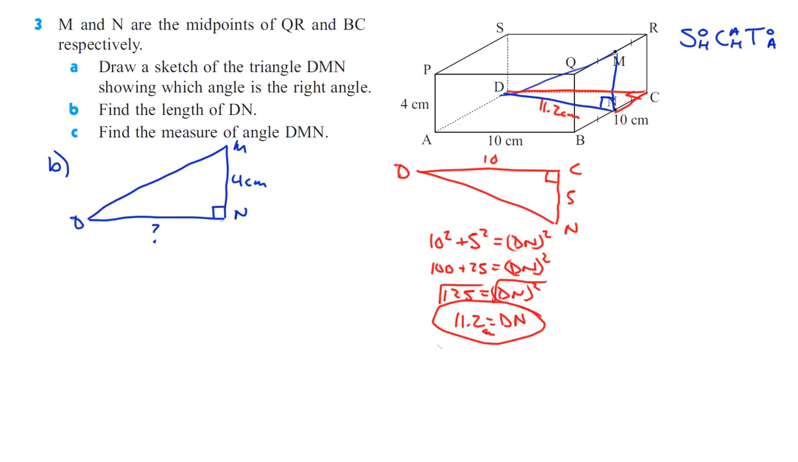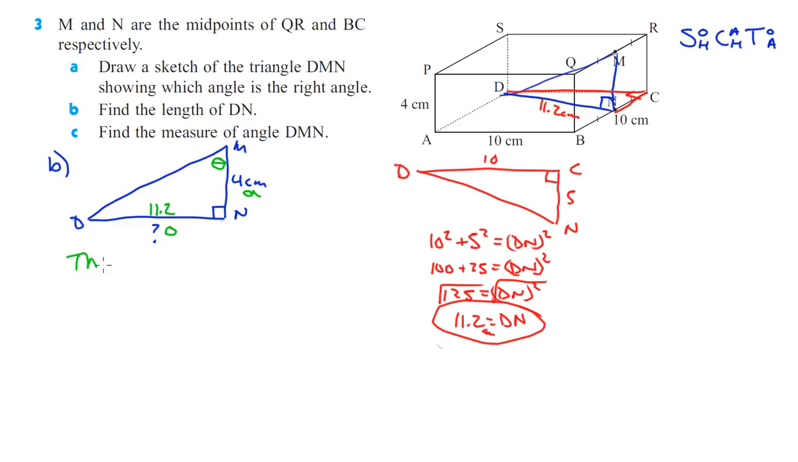And then finally for part C, find the measure of angle DMN. So D to M to N. So, look, DMN, we already have the triangle written here. So if we're finding DMN, that's this angle right here. We know that MN is that. We just figured out that DN is 11.2, right? So if we want to figure out what that angle is there, this side here is the opposite. This side here is the adjacent. So opposite and adjacent is tangent.